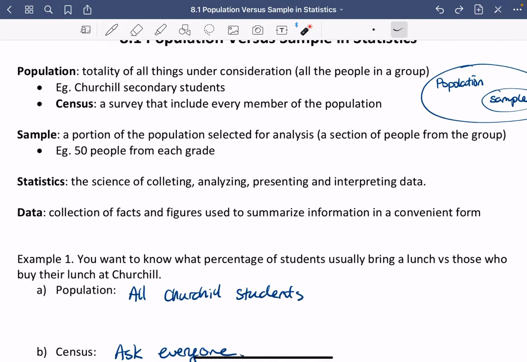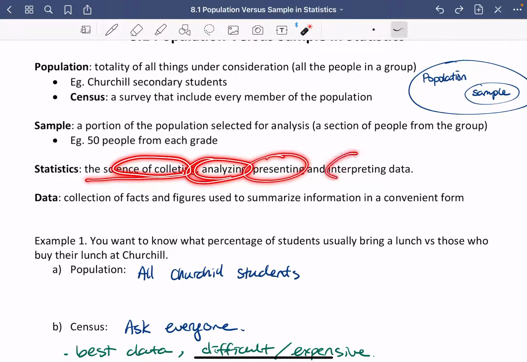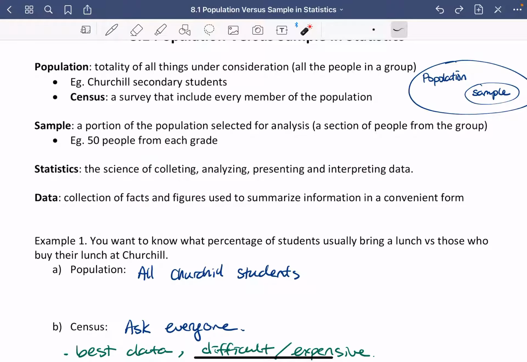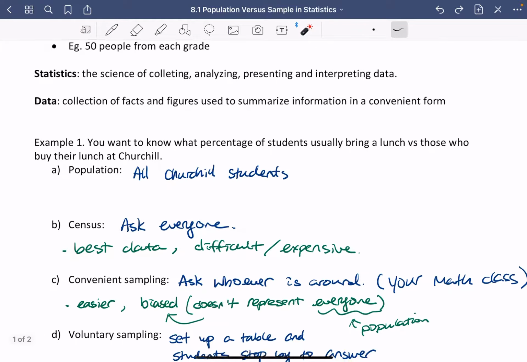Okay, statistics. Statistics is the science of collecting, analyzing, presenting, and interpreting data. And what is data? Data is a collection of facts and figures that's used to summarize information in a convenient form. So you will need data in order to analyze and present your findings, right?